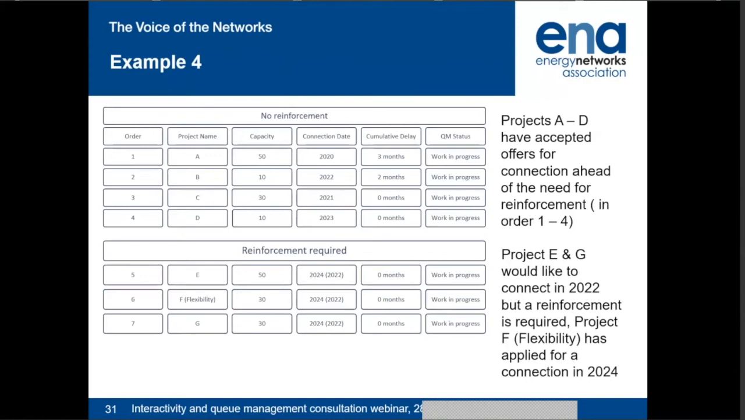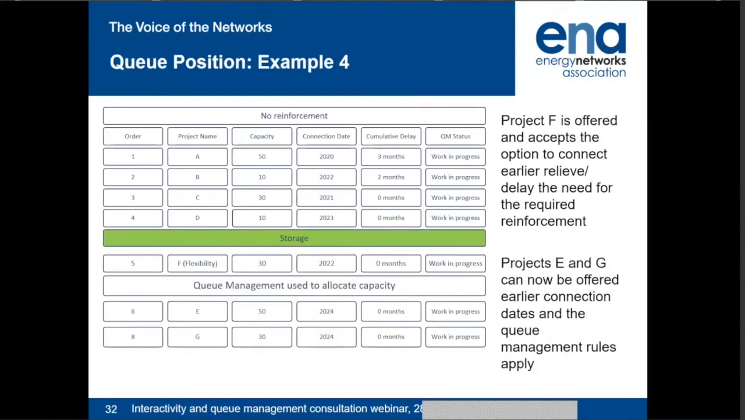So what we have here is, again, the same scenario. Projects A to D have accepted their offers in the order 1 to 4, and projects E to G would like to connect in 2022, but a reinforcement is required. In this instance, Project F is a flexibility provider, and so it is given the option to connect earlier if it agrees to relieve that need for reinforcement, which was there previously. That then allows the network company to offer out the available capacity to the customers in the queue behind it, and the normal queue management rules will be applied.